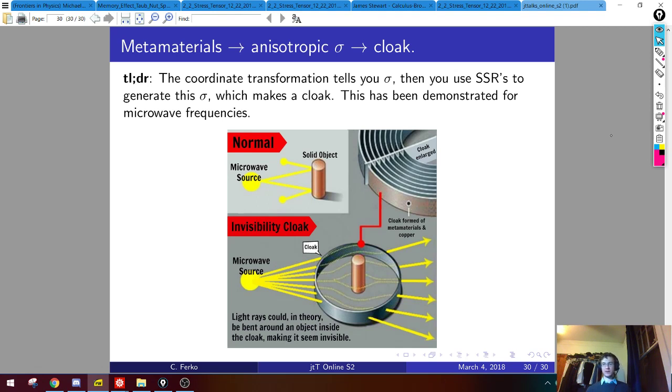Yeah, confusion is good, but I mean, hopefully the black box is good, right? You use equations of electromagnetism, you get some sigma, you build it, it works, right?